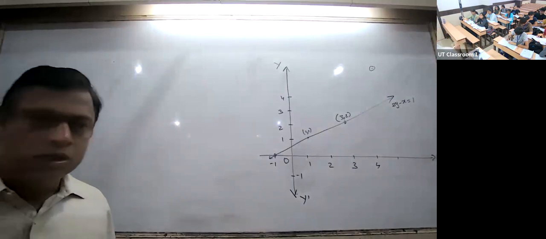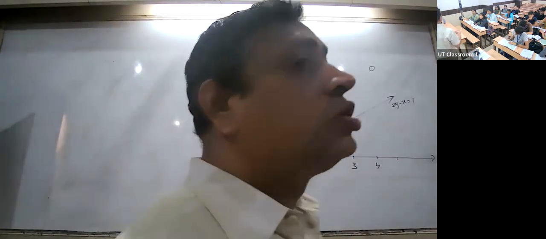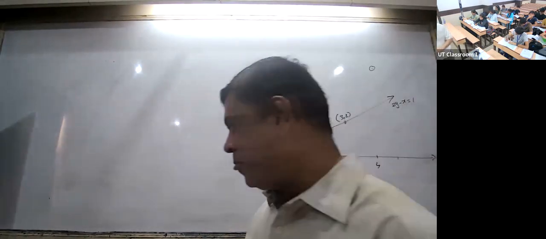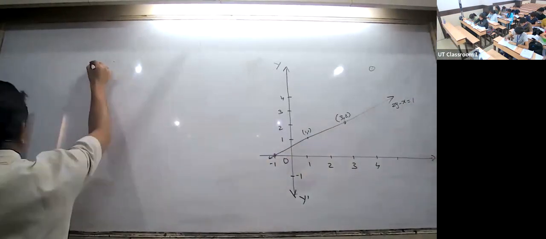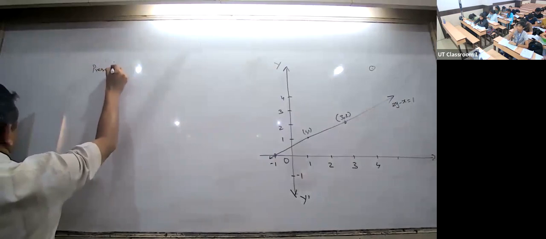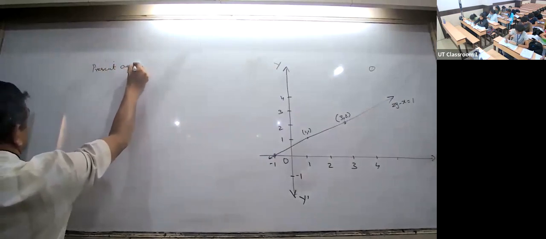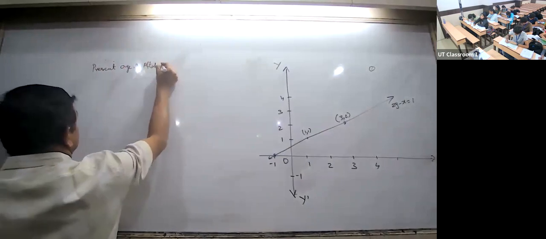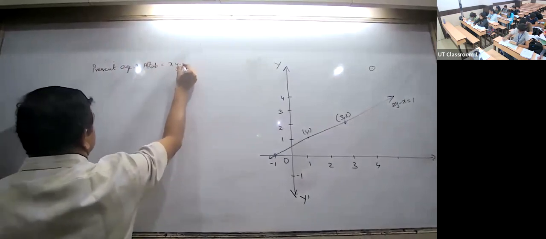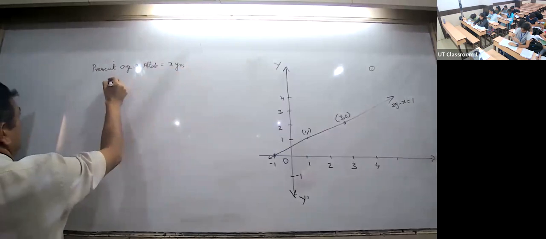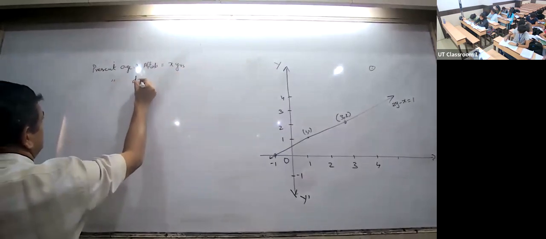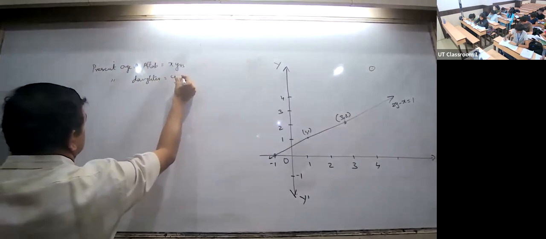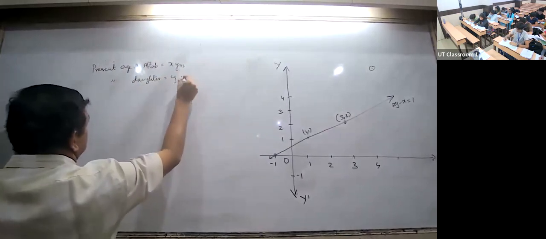So first thing is you will take x and y. Let the present age of Aftab be equal to x years, and present age of daughter is equal to y years.